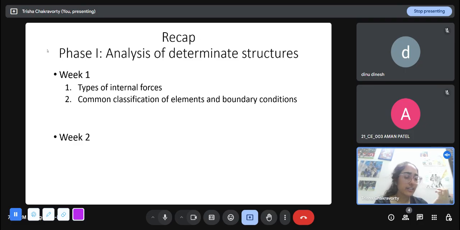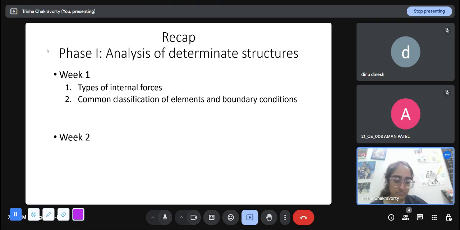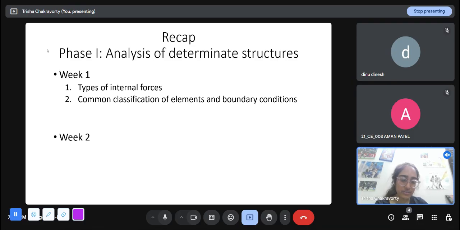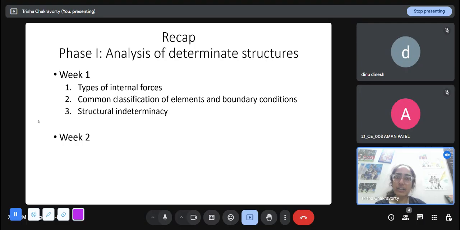There is another called internal hinge, and there are also some supports that are allowed some amount of displacement, but those are not generally studied in much detail in an undergraduate structural analysis course. And structural indeterminacy, which we looked at in week 1 and then again from week 7, is basically of two types: static indeterminacy and kinematic indeterminacy. So far, what we have looked at is static indeterminacy, but today, since we move into displacement methods, we will start with seeing what kinematic indeterminacy is.